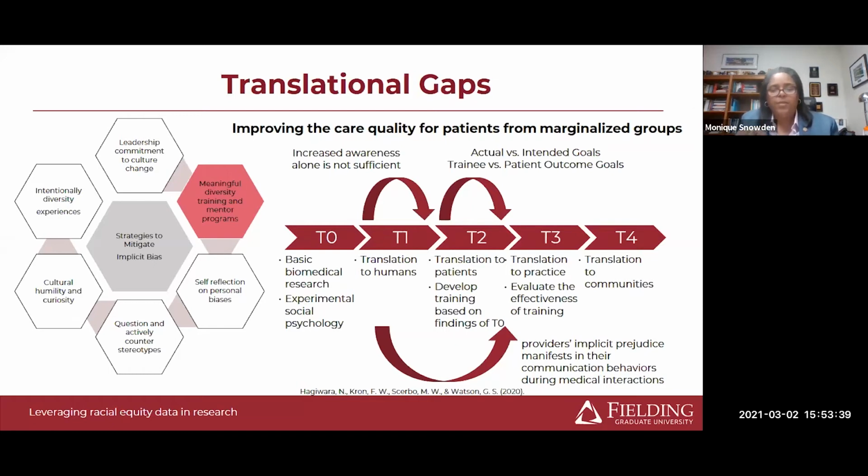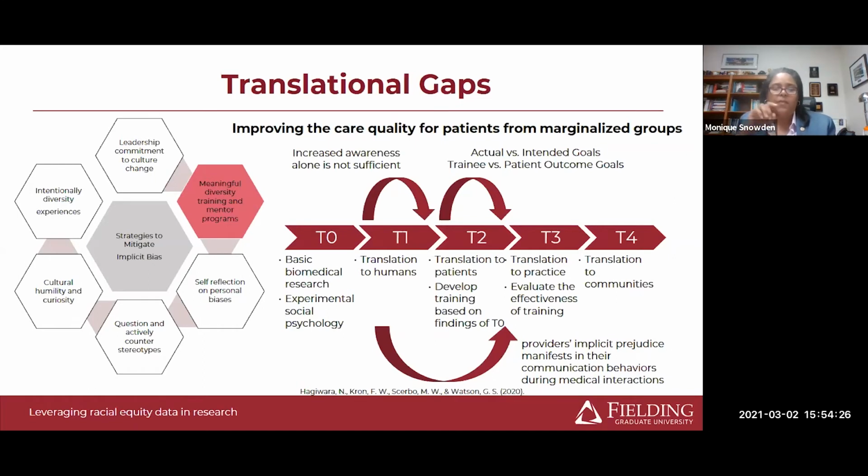So then when we move over from T2 to T3, moving from translation to patients to translation to practice, we might have situations where the actual versus intended goals are not necessarily aligning. Because what we may be seeing here is that we may be focusing so much on the trainee themselves that we forget about the patient outcome goals. And so the idea here is that when we start looking at training programs, we ask ourselves, as we are moving from one stage to the next stage, what is in those white spaces, those gaps? What might we not be connecting?